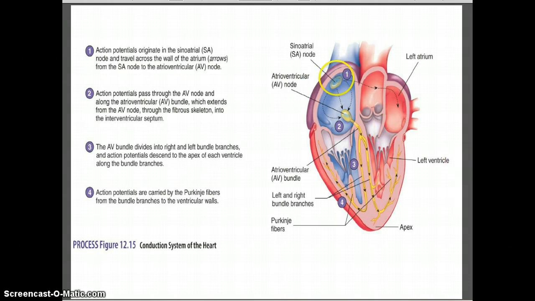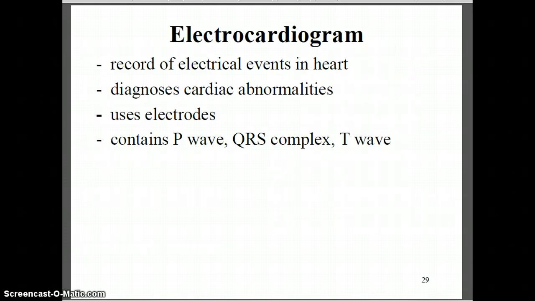Here is the pacemaker, the SA node. Action potentials are received by the AV node. These action potentials travel via the AV bundle, branch out into the left and right bundle branches, then to the Purkinje fibers, which carry this electrical stimulation throughout the myocardium. Please spend some time with this.